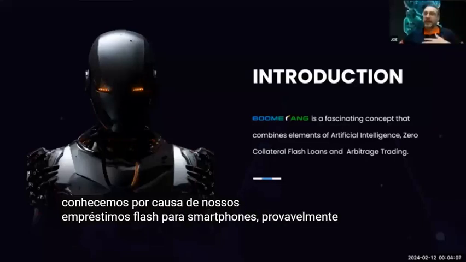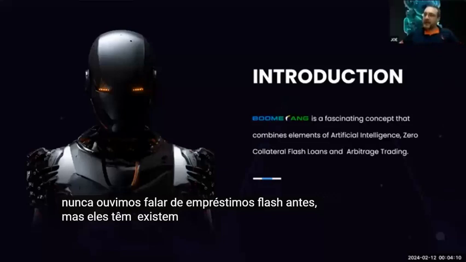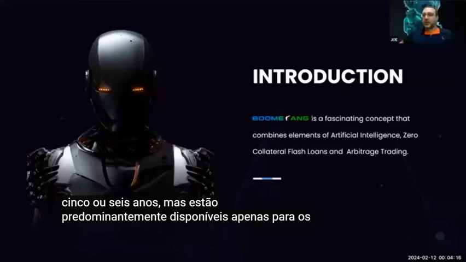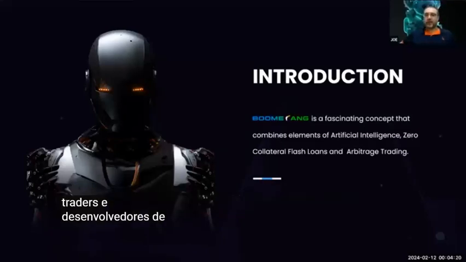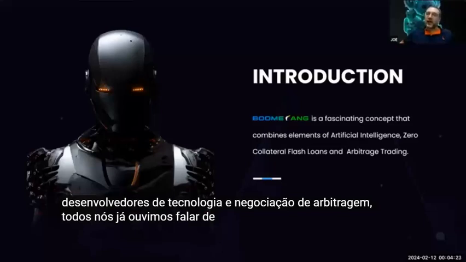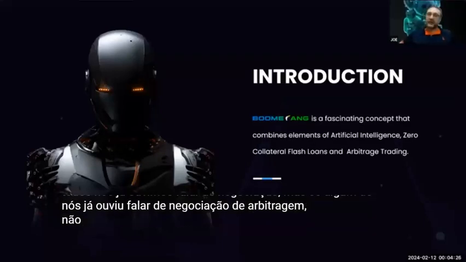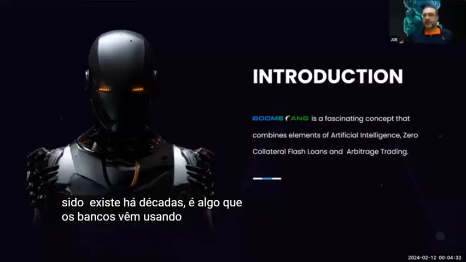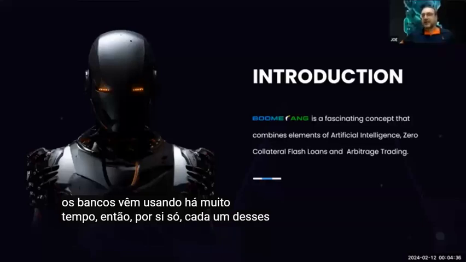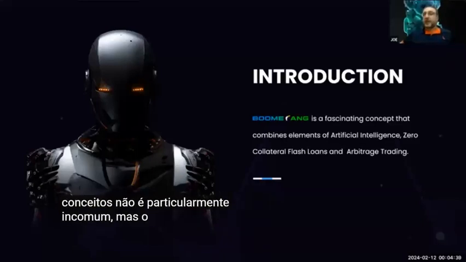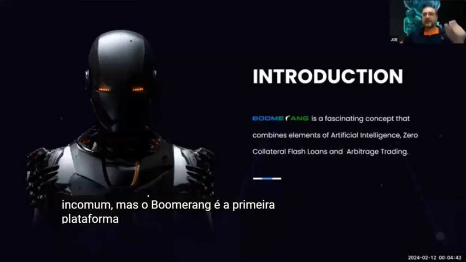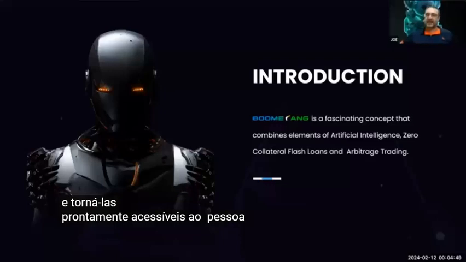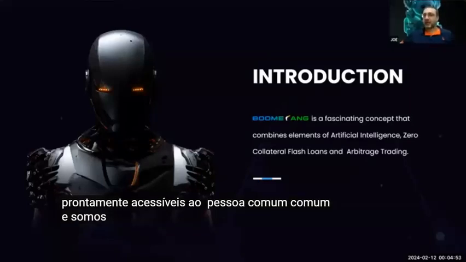Flash loans, we probably haven't heard about flash loans before, but they have been around for around 5 or 6 years. But they have been predominantly only available to top traders and tech developers. And arbitrage trading, we've all heard of trading, but whether any of us have heard of arbitrage trading, I have no idea. But it has been around for decades. It's something the banks have been using for a long, long time. So on their own, each of these concepts is not particularly unusual. But Boomerang is the first platform to bring these three things together and make all three readily accessible to the average everyday person, and that's you and me.